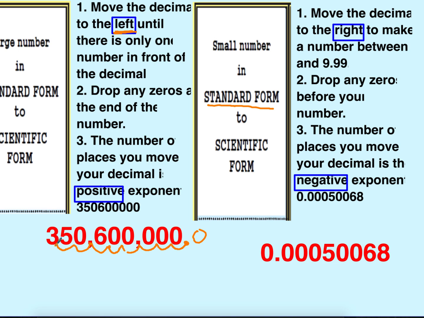So we moved it 8 times. Okay. So now I'm going to rewrite, dropping any zeros at the end. This is at the end, this is at the end, this is at the end, this is at the end, this is at the end. I'm dropping all those zeros at the end. That's what it says right here.